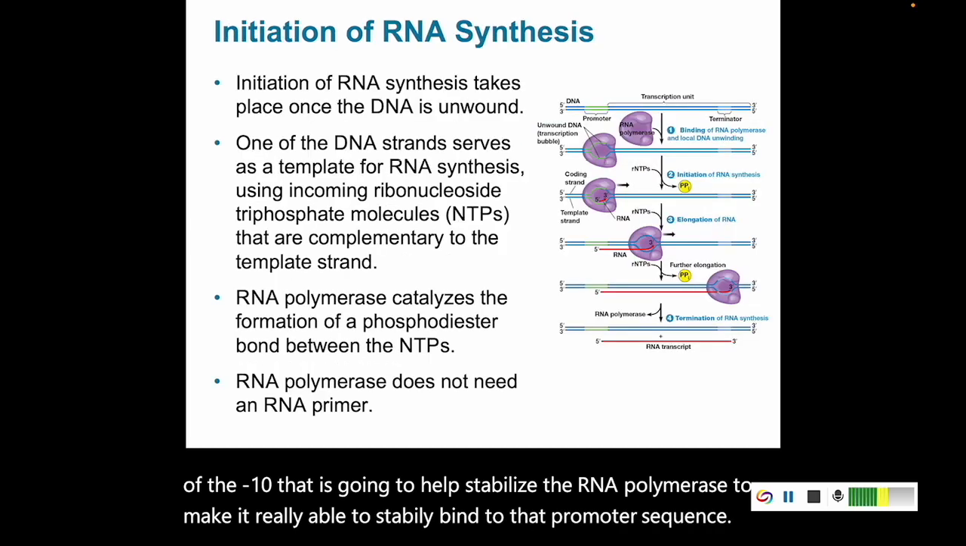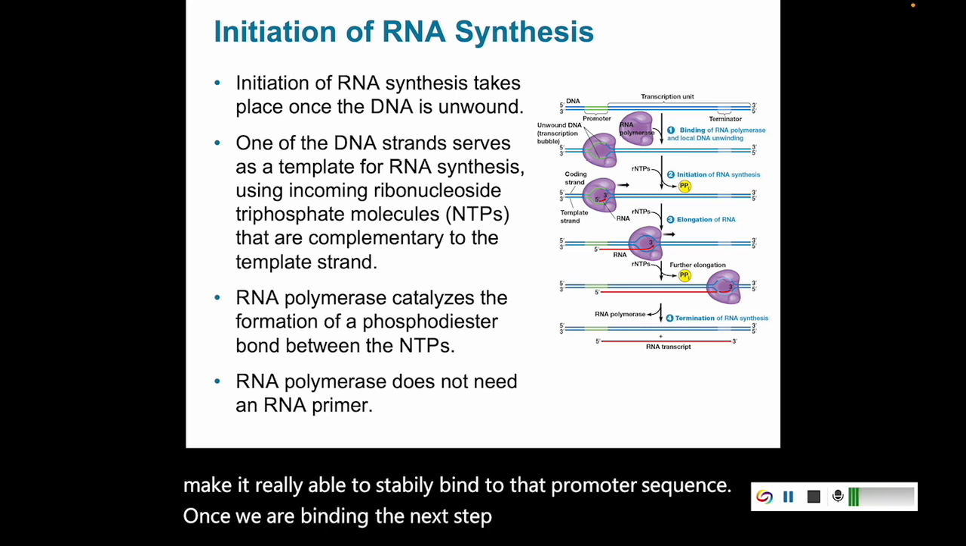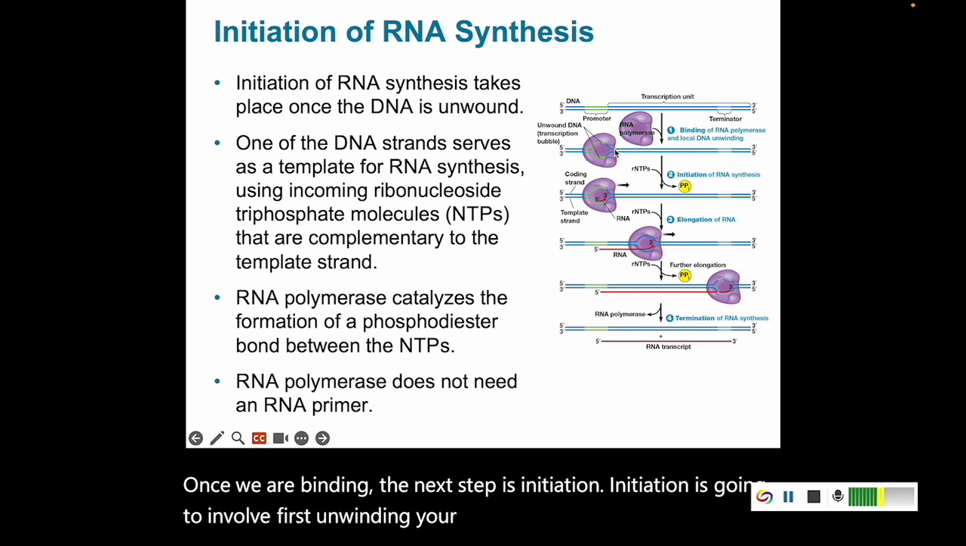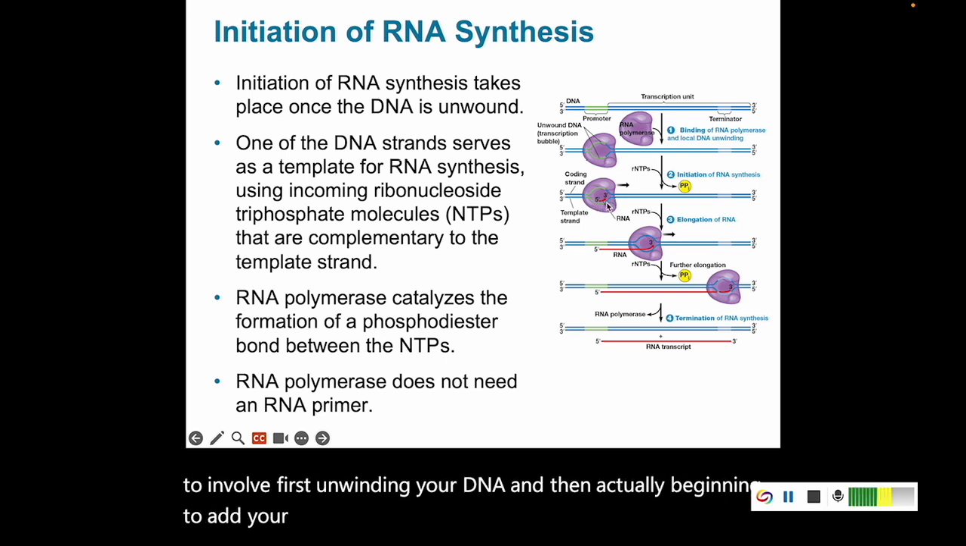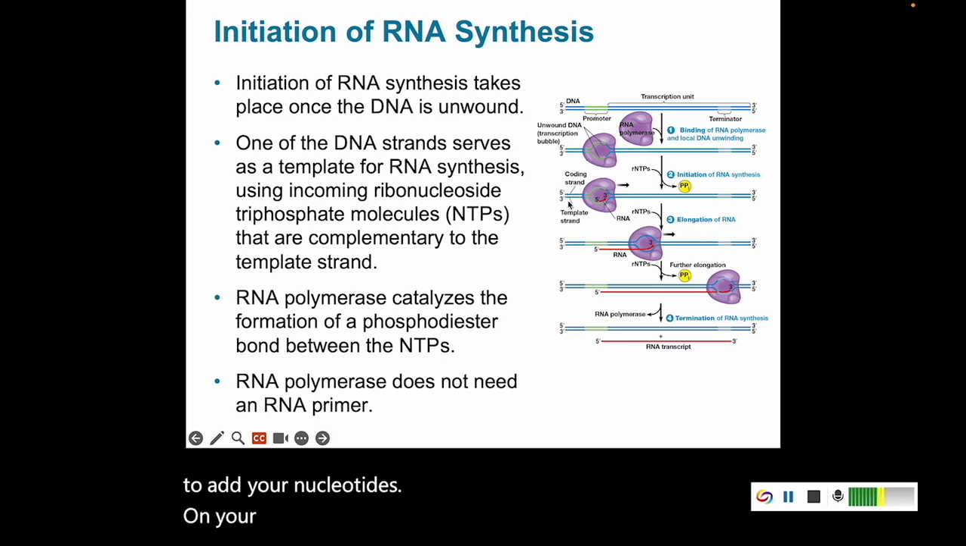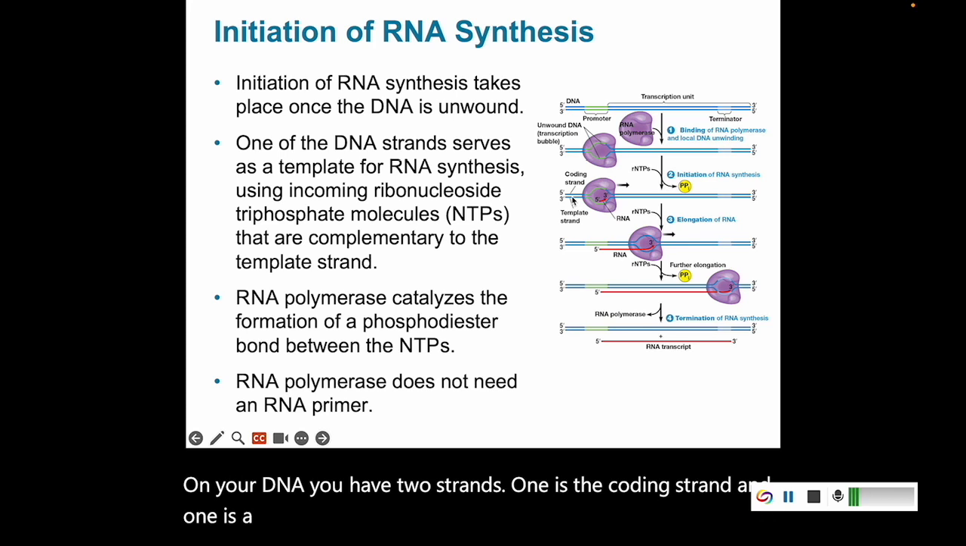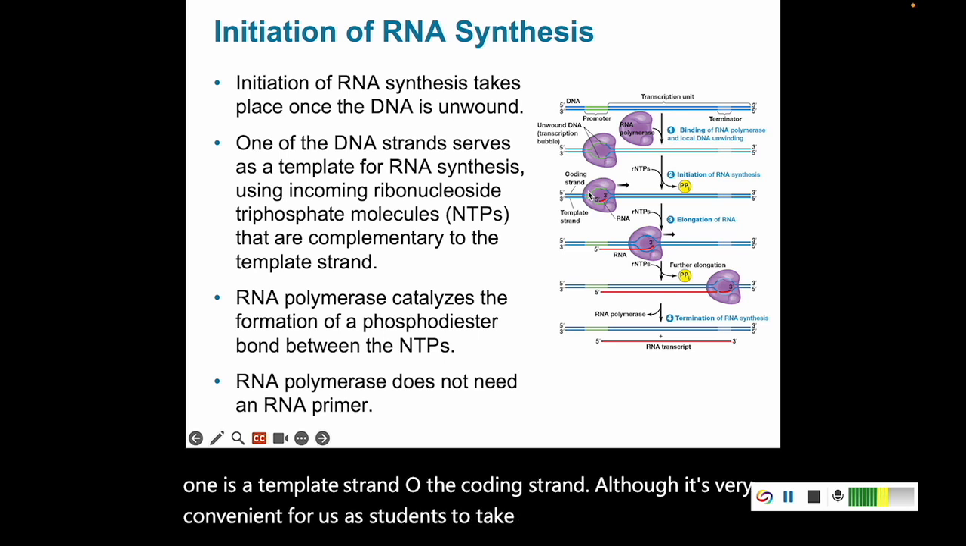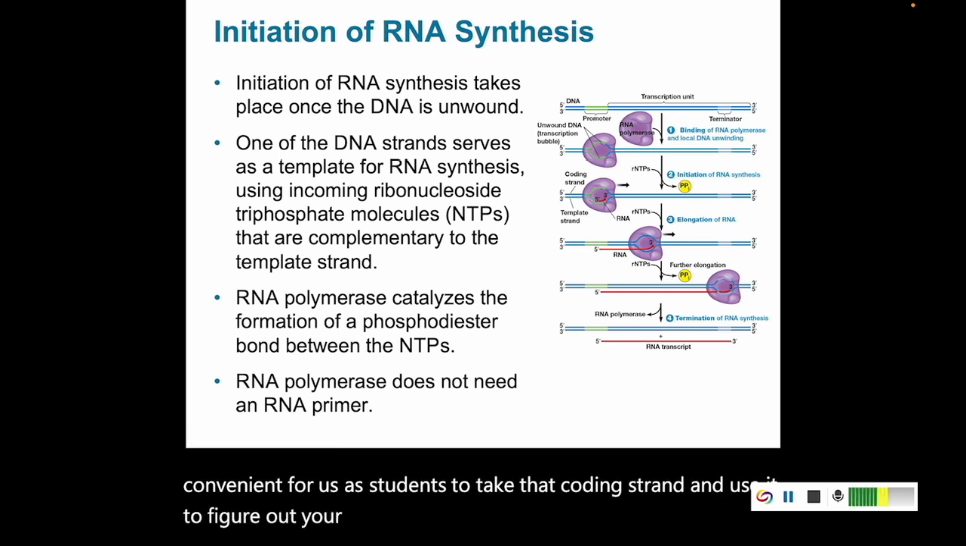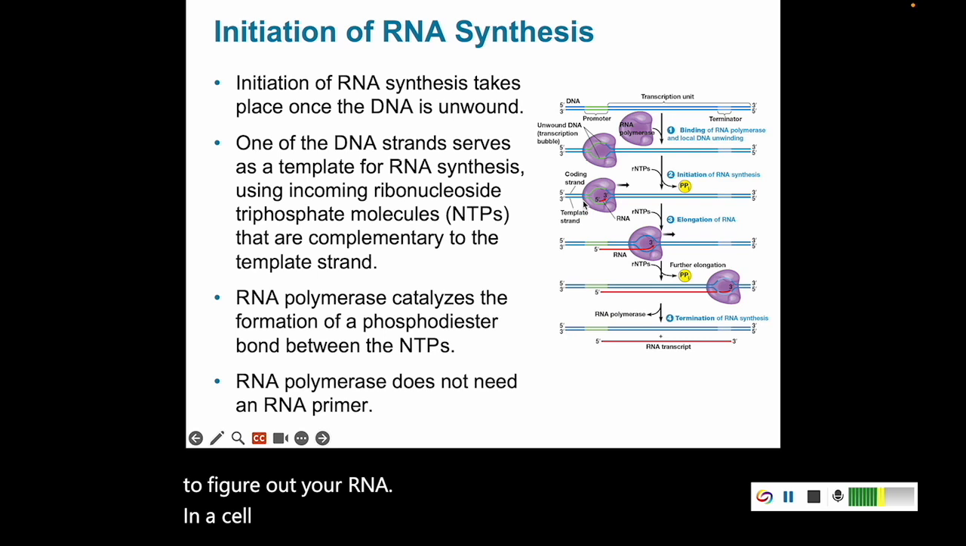Once we have binding, the next step is initiation. Initiation is going to involve first unwinding your DNA and then actually beginning to add your nucleotides. On your DNA, you have two strands. One is the coding strand and one is a template strand. So the coding strand, although it's very convenient for us as students to use it to figure out your RNA, in a cell, really the template strand is what's being used.